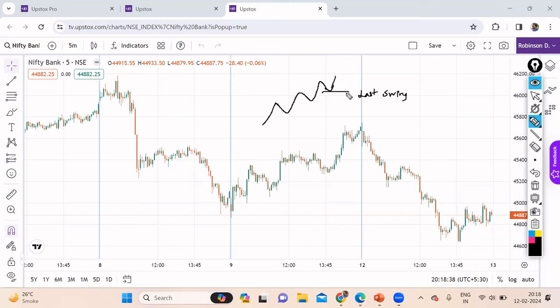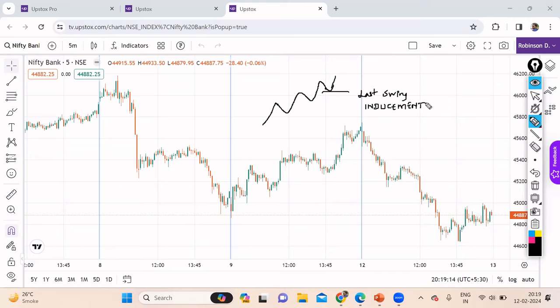So in SMC concept, the last swing is also known as inducement. Maybe some other day I'll cover this topic. But the reason I don't cover inducement and all this stuff is that I've kept this SMC trading as a paid trading strategy, and I've been teaching people for quite some time now. And this is one of the key levels of SMC trading. So that's what I'm trying to explain to you right now.